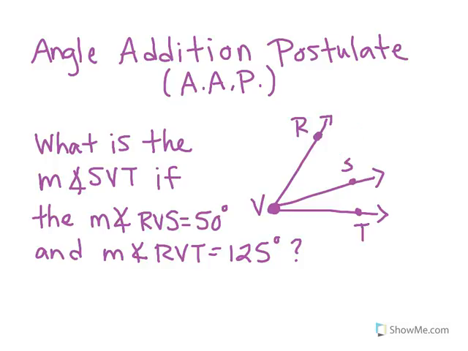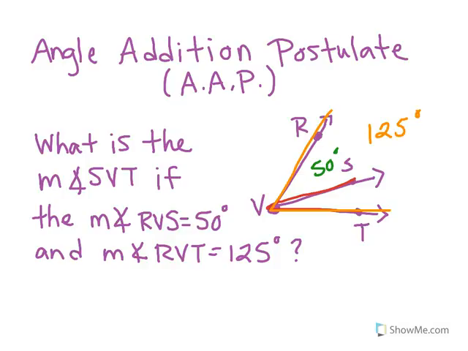So when we look at this problem, it says, what is the measure of angle SVT? So I'm going to highlight that in red, SVT. If the measure of RVS is equal to 50 degrees. So let's go ahead and find that angle. So angle RVS is right here. So this is 50 degrees. And then it says, and the measure of angle RVT is 125 degrees. So this whole entire thing is 125 degrees.